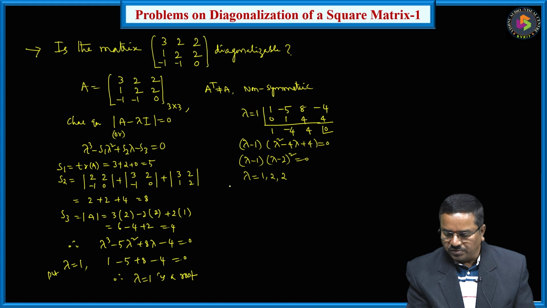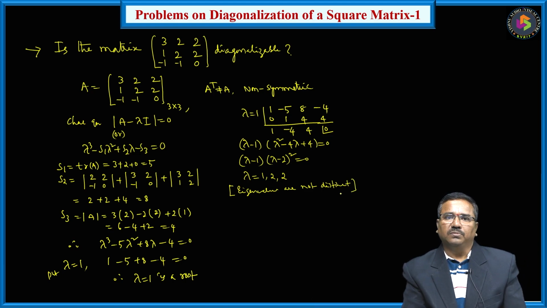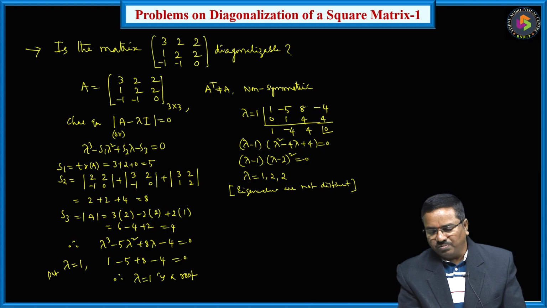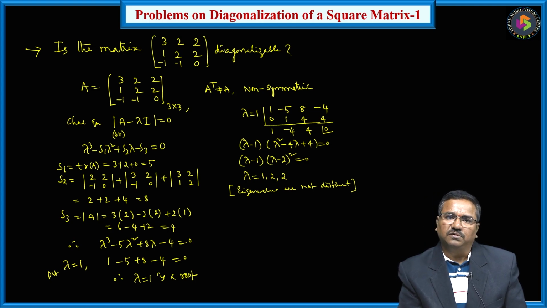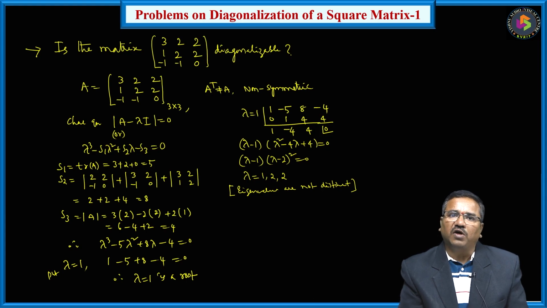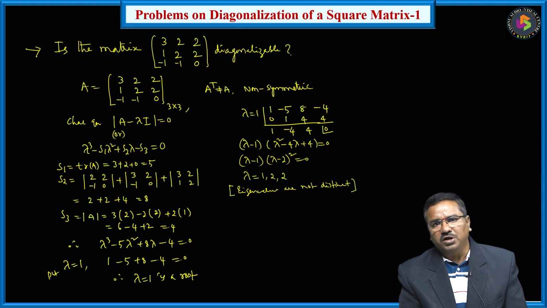What is the nature of eigenvalues? Eigenvalues are not distinct. If distinct, here itself we can conclude, but if not distinct we cannot conclude by just observing the eigenvalues. Compulsory we need to find the eigenvectors. So, finally look into the number of eigenvectors. If the number of eigenvectors equal to the order of matrix, in that case the matrix is diagonalizable. Suppose number of eigenvectors less than order of matrix, in that case the matrix is not diagonalizable.